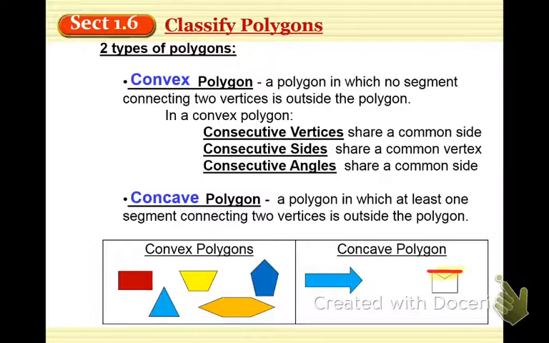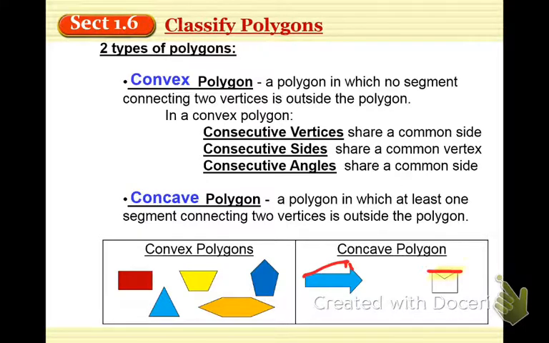So the side concave, I think of it as a side is caved in. This side is caved in, right? So that this line would be outside of it. So it's concave. On this arrow, this side here, it's caved in. It's pushed in so that if I drew a line connecting this vertex and that vertex, it would be outside the shape. All right? Concave, convex. Then here in a convex polygon, consecutive vertices share a common side.